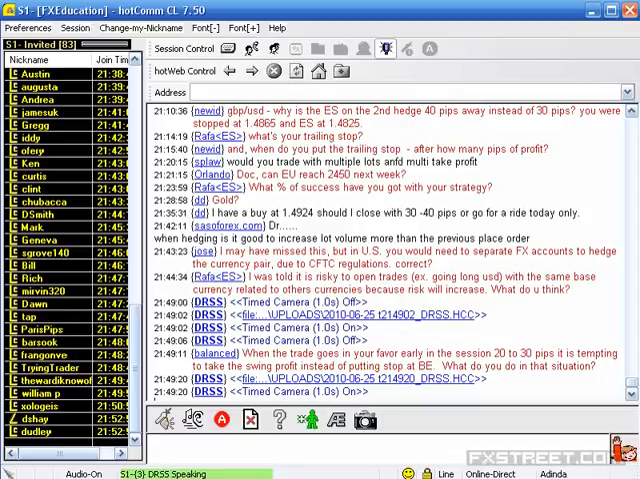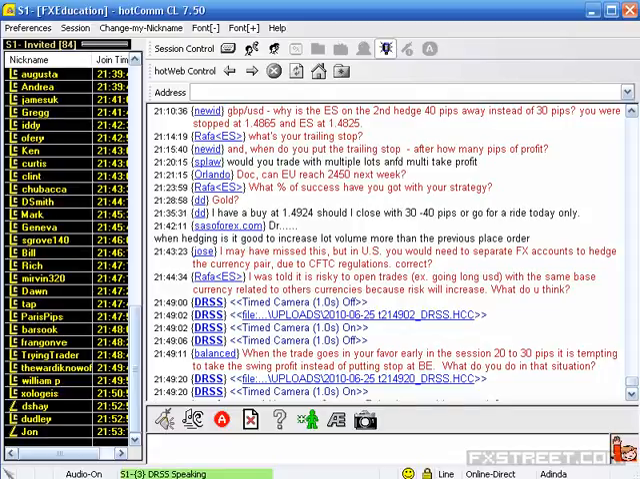When the trade goes in your favor early in the session, 20-30 pips, it is tempting to take the swing trade profit. Yes, you can take the swing trade profit and try to re-enter the market. Especially during the session start time, they will make swings. You can make use of these swings and earn money from that rather than simply holding your position. When you see 20-30 pips profit, you know that in the first 30 minutes they will make a swing. Try to grab the profit and re-enter the market. No harm, and it will not lead to overtrading. You will only be doing many trades.